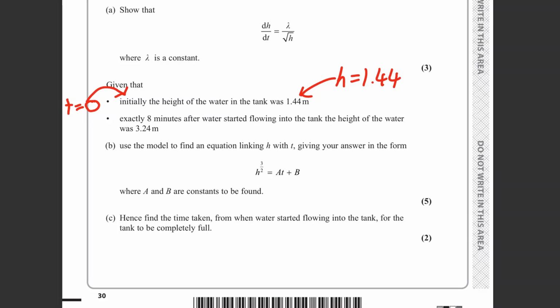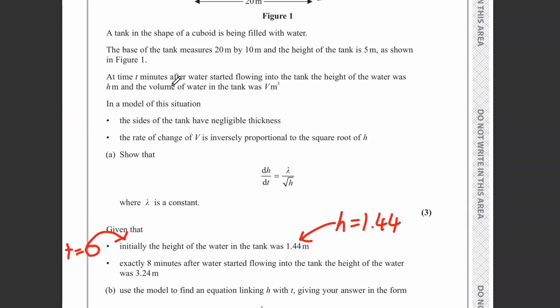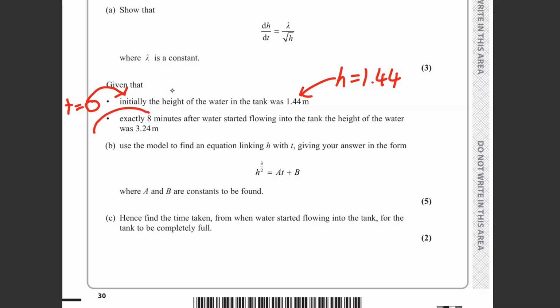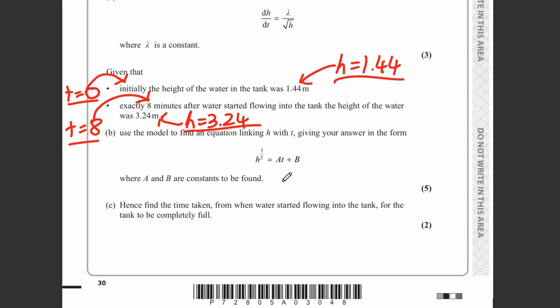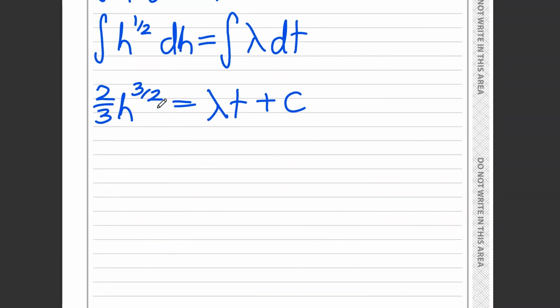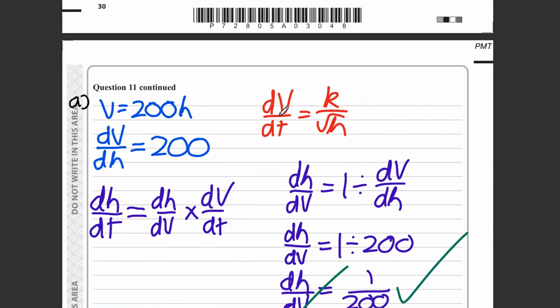And then if we focus on the second bullet point, we're told exactly 8 minutes after water started flowing into the tank. As we're told that t is in minutes, therefore here t is equal to 8, and then the height of the water was 3.24 meters, so therefore h is equal to 3.24. So essentially we have two coordinates, if you like, that we can sub into this equation down here, and then we can find the constants lambda and plus c.